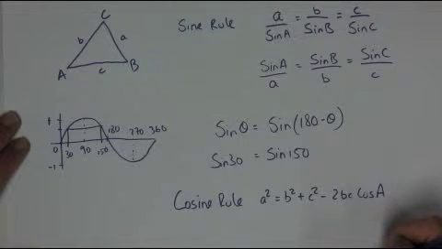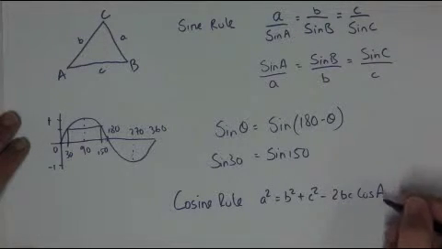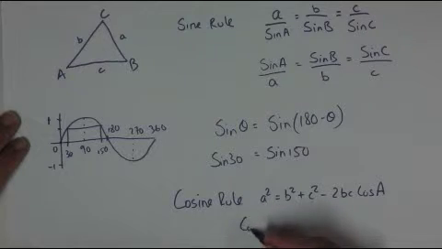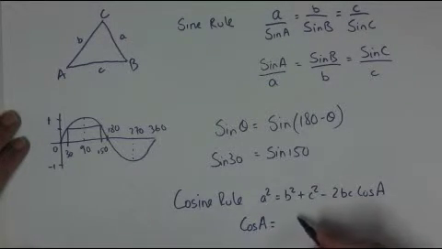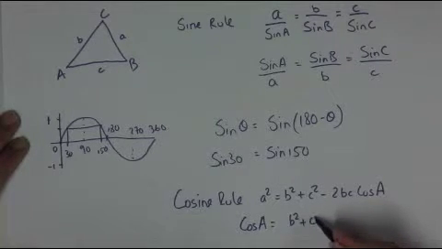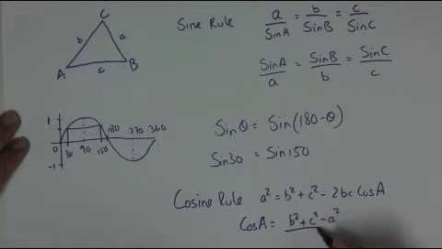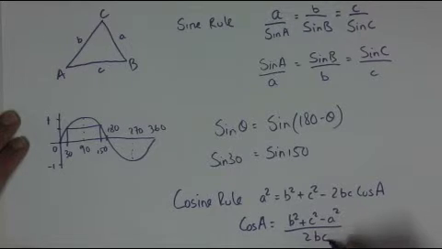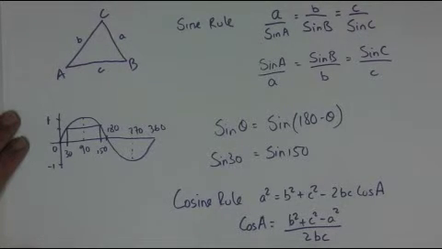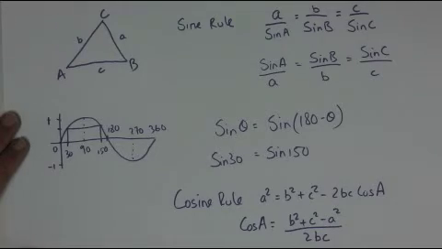And this can also be written sometimes in terms of the cos of the angle A. And we like to say it as the cos of the angle A is equal to b squared plus c squared take a squared all over 2bc. And that is the cosine rule, where you can use it to find the angle that exists.